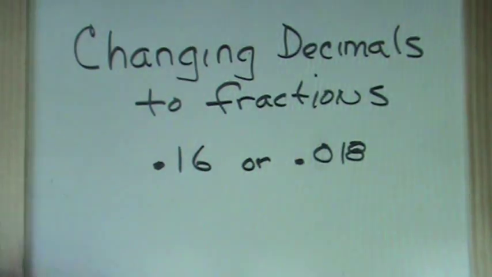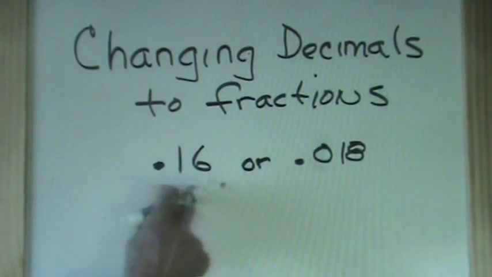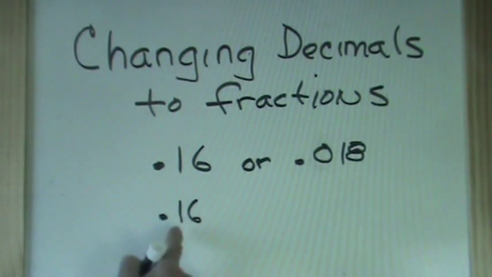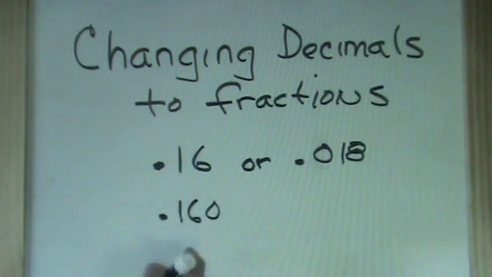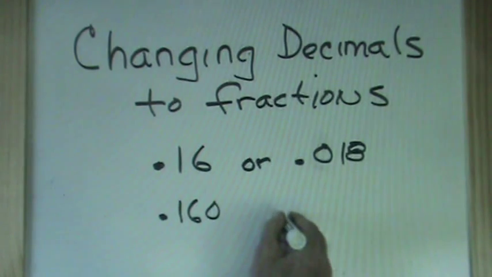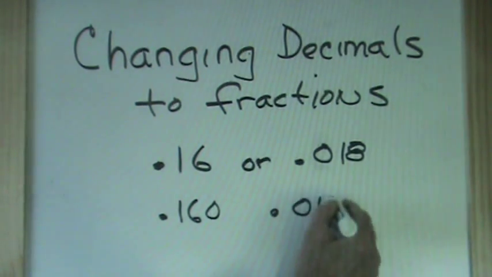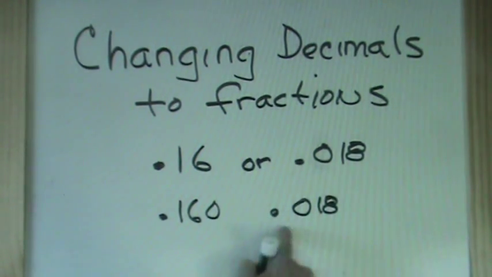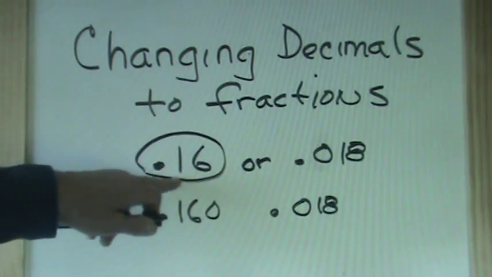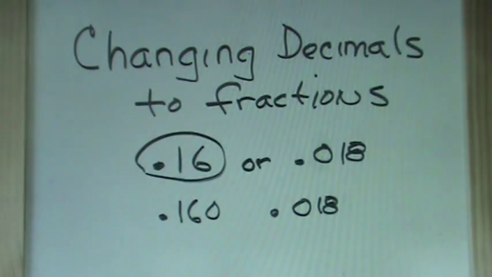Well, the way to compare them is to change this into the thousandths place also. So we have tens, hundreds, and put the 0 to make it thousands, so it would be 160 thousandths compared to 18 thousandths, and it becomes obvious that 16 hundredths is larger than 18 thousandths, and that's how we compare decimals. Okay, that's just a quick review.